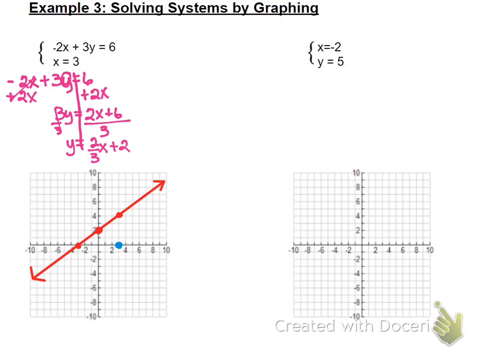Now, if you go back up to your notes, when it's x equals a number, what kind of line am I going to have? Vertical. So when it's x equals a number, I'm going to have a vertical line. So it's going to intersect right there. Okay, cool.